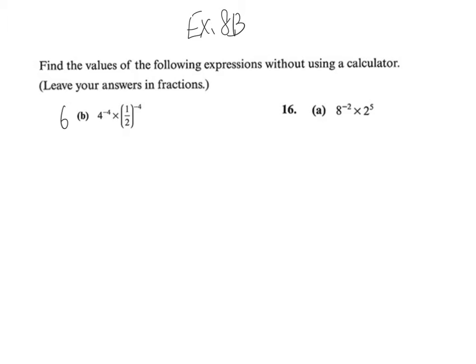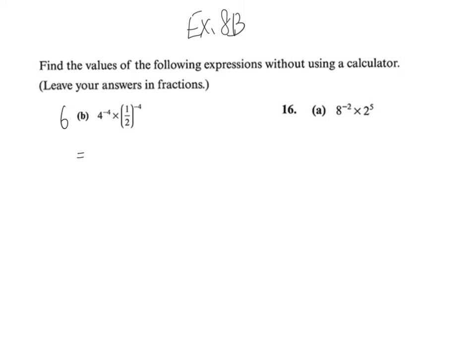Now we need to find the values of the expression without using a calculator. So we apply the law of indexes. Use question number 6b as an example. We will have 4 to the power negative 4 times 1 over 2 to the power negative 4. To do this question, we have two ways.